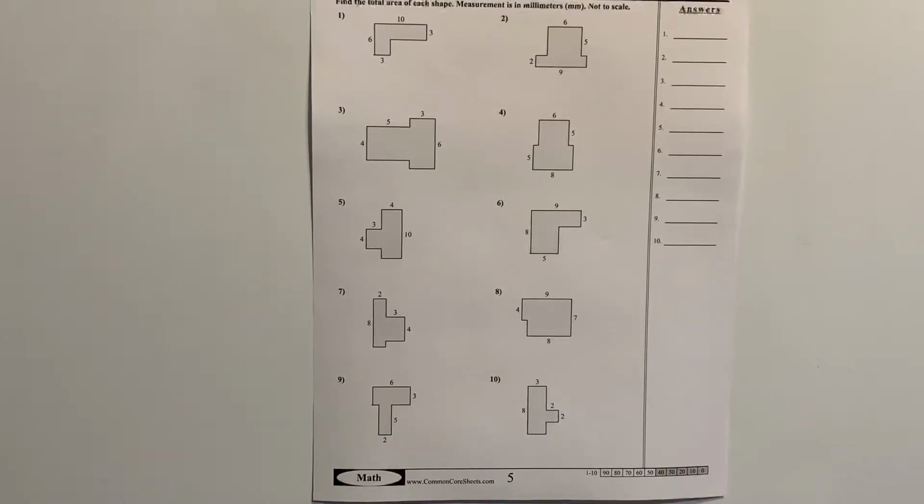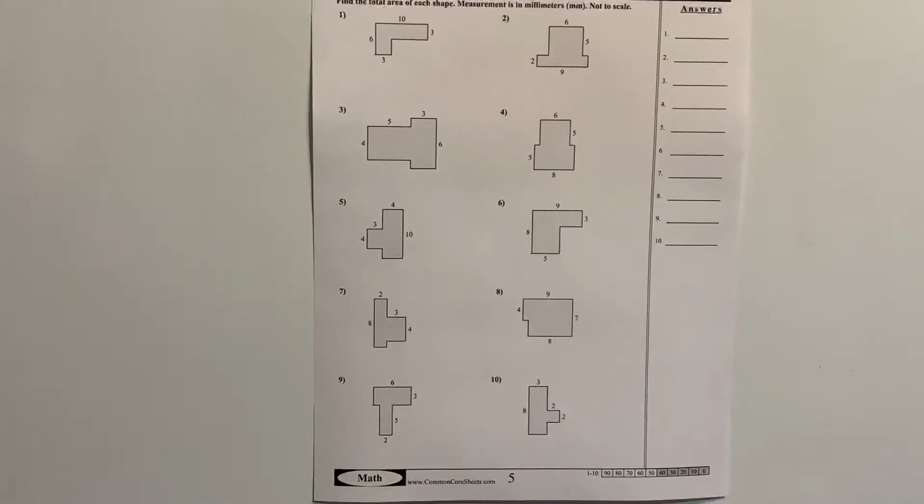Okay, so we're going to continue finding rectilinear area of a rectangle. What we're going to do is look at these irregular shapes and determine where to break them into two separate rectangles. We'll find the area of each rectangle and then add them together.